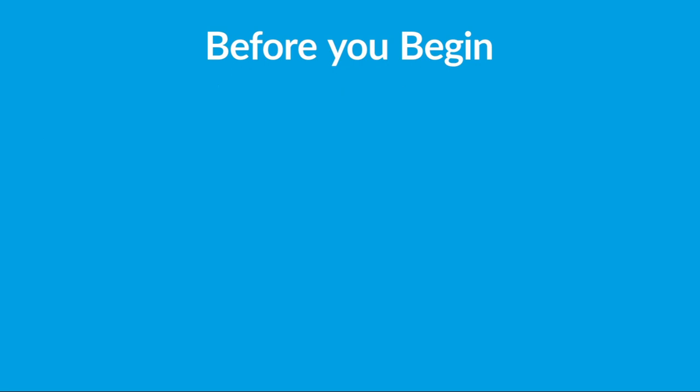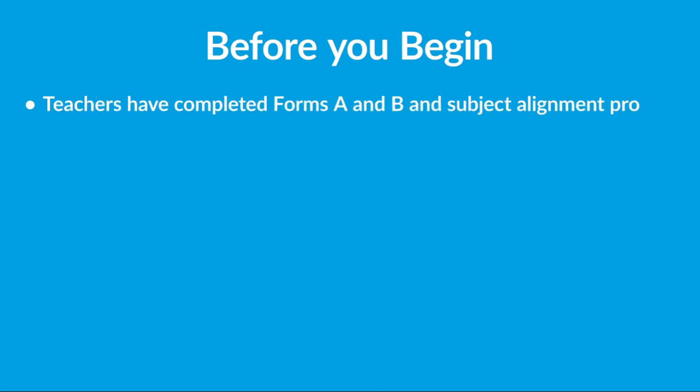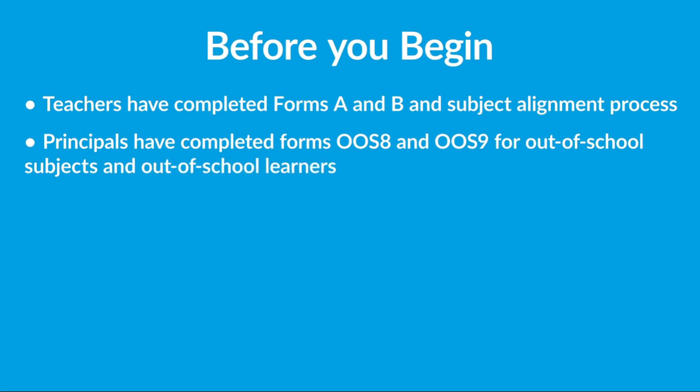As indicated in the Guide for Schools on Providing Estimated Percentage Marks and State Examinations and Accredited Grades, Arrangements for Leaving Certificate Applied 2021, teachers will have completed Forms A and B and the subject alignment process in advance of the data entry process. Principals will have completed Forms OOS8 and OOS9 for out-of-school subjects and out-of-school learners where appropriate.